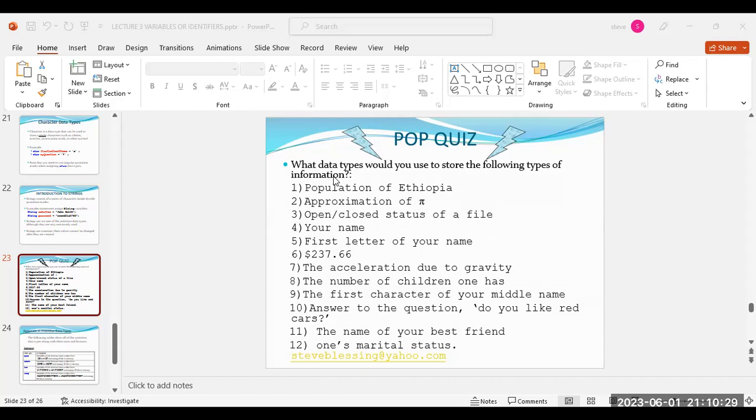Then the next one, your name. What kind of data type should we use to store it?